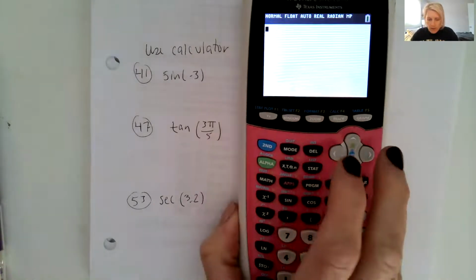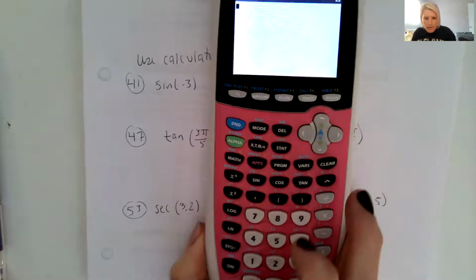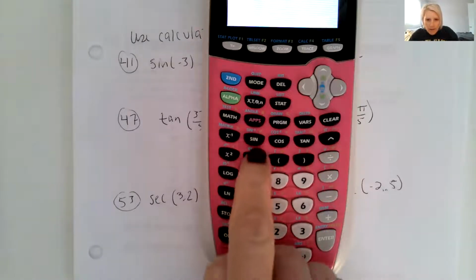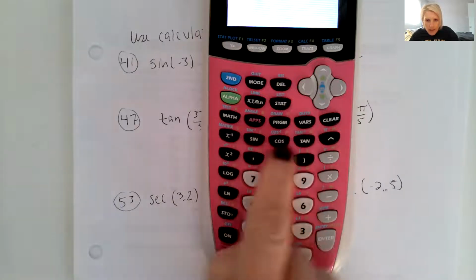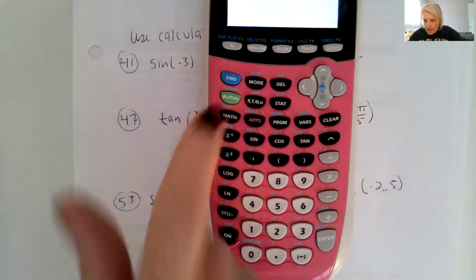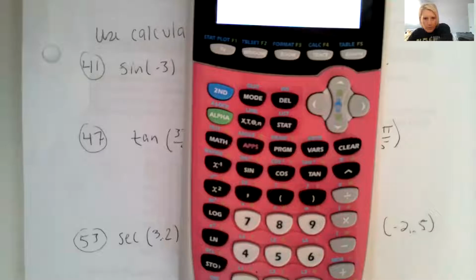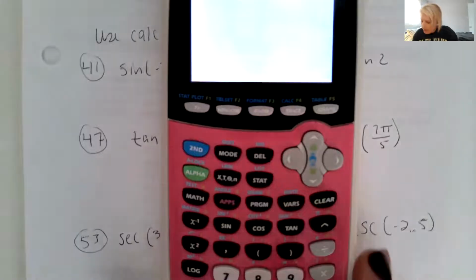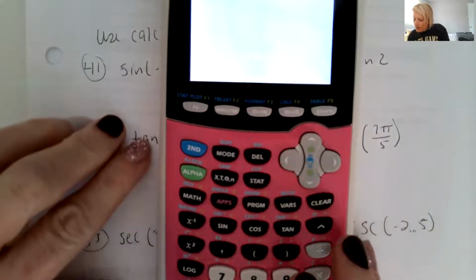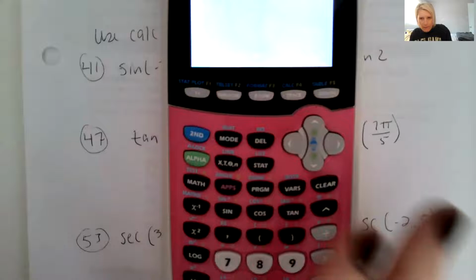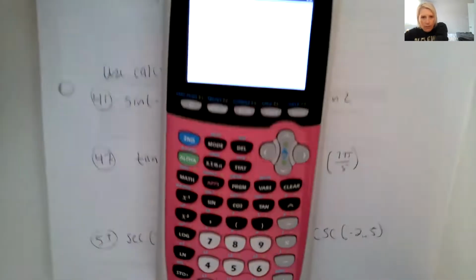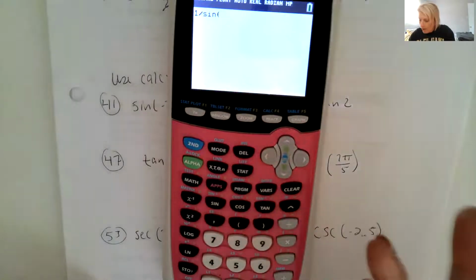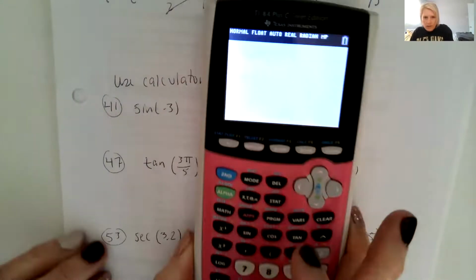So for instance, number 41, we're going to put in sine. The trigonometric functions are right where my finger is, above the 7: there's sine, cosine, tangent. And then just above that in blue, using the second key, sine will get you to the inverse functions. For the reciprocal functions, I want to do 1 over, so we would do 1 divided by sine of whatever. So 41 is just the sine of a negative 3.